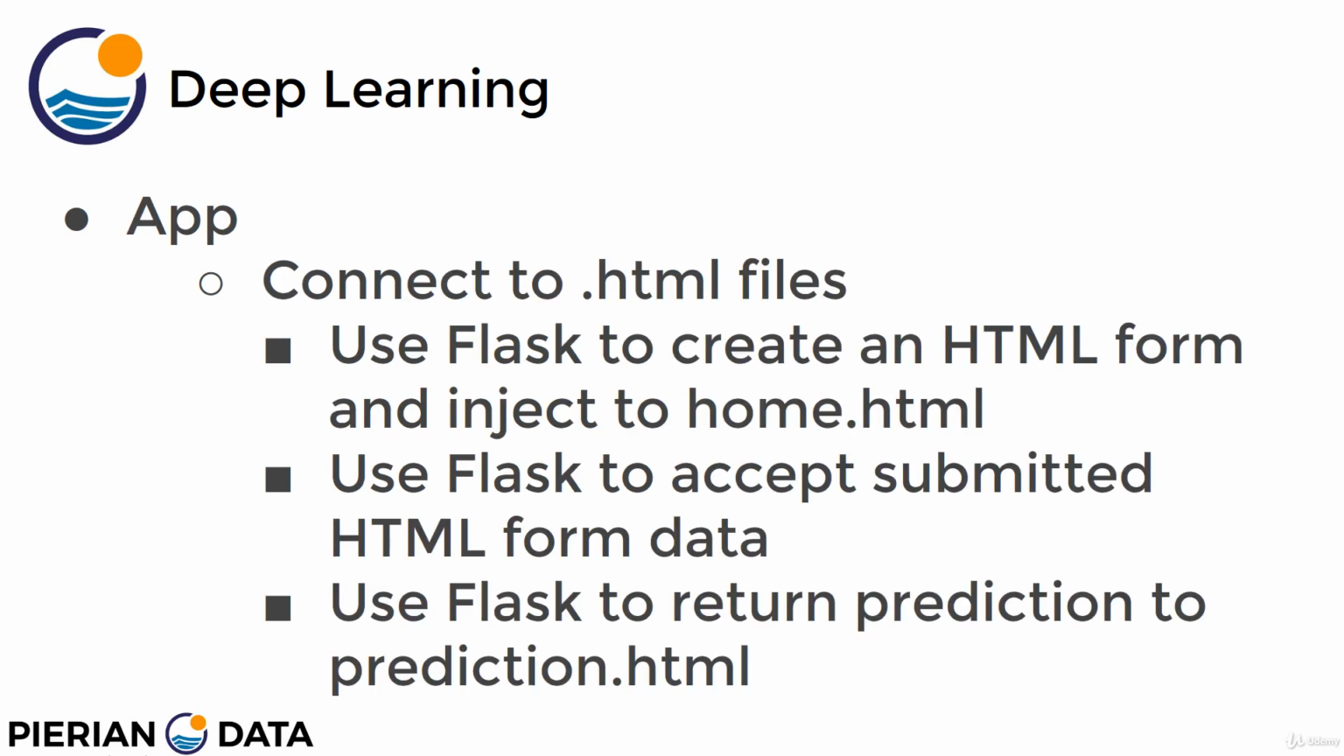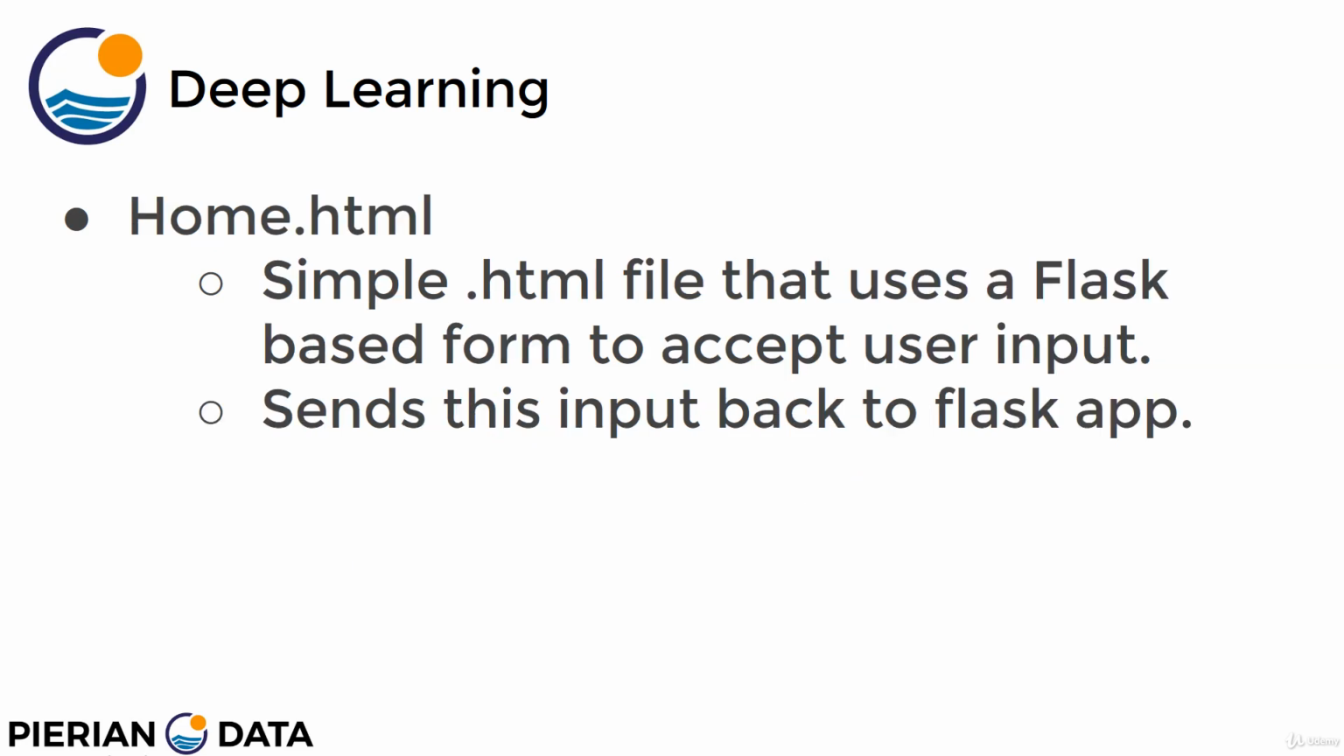For the application, the main thing we're going to add here is connecting it to HTML files. And that involves using Flask to create an HTML form and inject that HTML form into the home.html page. Then we'll use Flask to accept submitted HTML form data. Then we feed that data to our model, and then we'll use Flask to return the prediction to a new page, prediction.html, which once a person hits submit on home.html, it takes them to prediction.html.